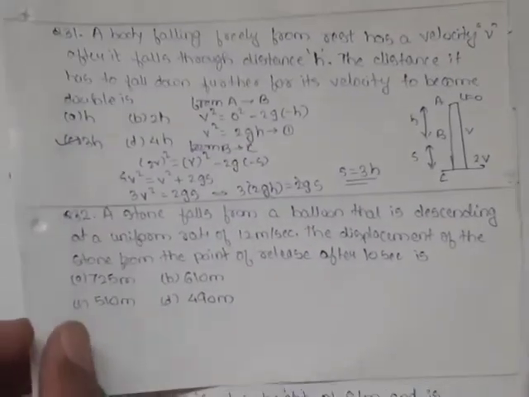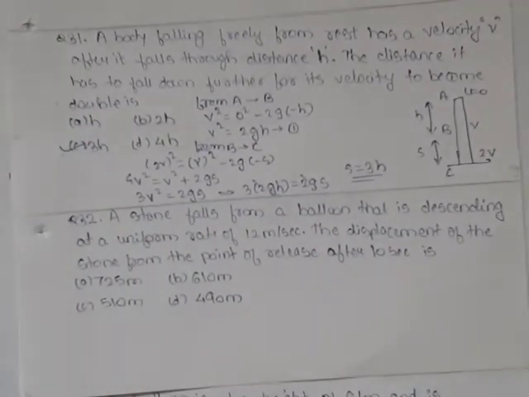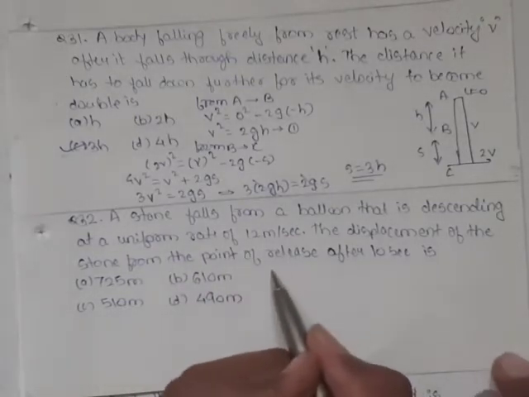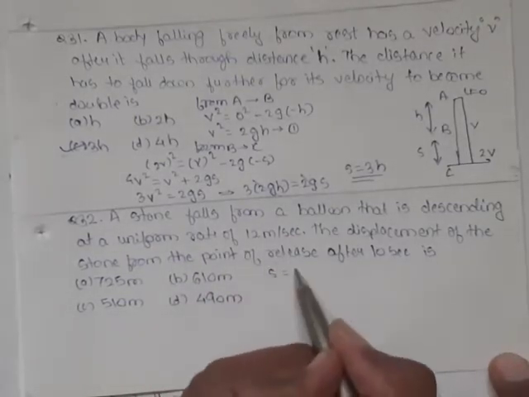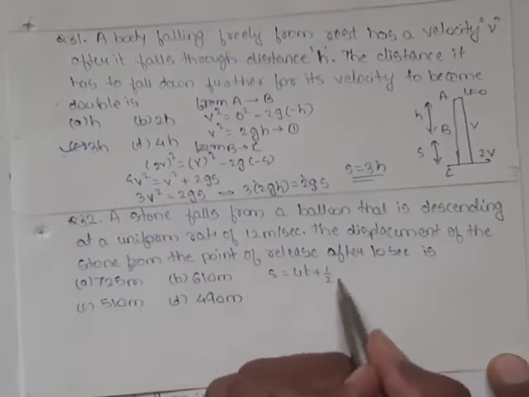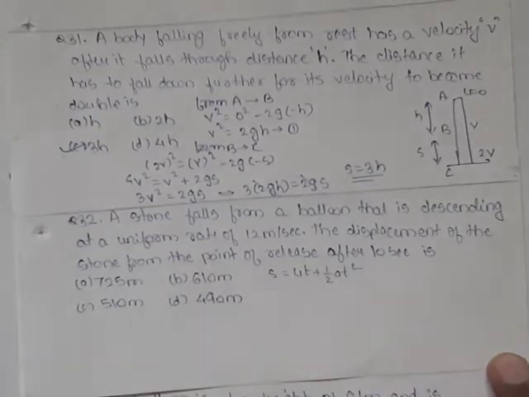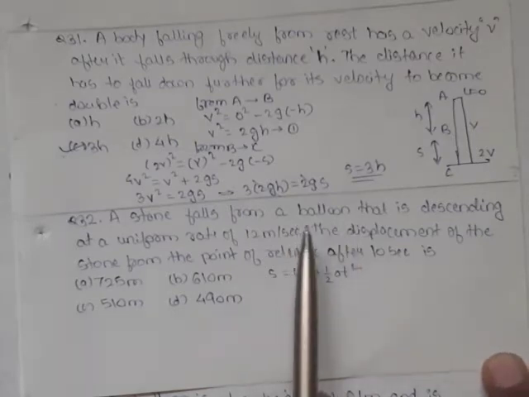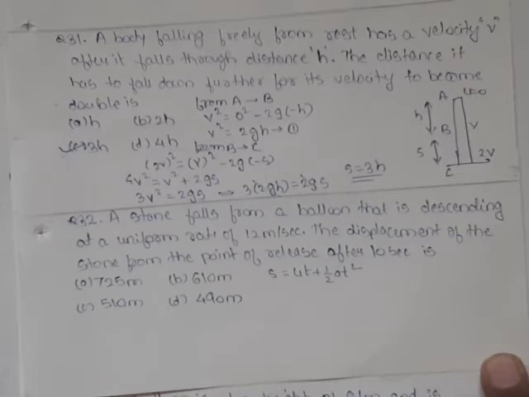Now question 32. A stone falls from a balloon that is descending at a uniform rate of 12 meter per second. The displacement of the stone from the point of release after 10 seconds is. Now here we have to use the second kinematical equation, s equal to ut plus 1 half at square. This is a special condition. Now here we are saying the balloon is descending and the stone is also thrown in the downward direction. The balloon travels in the downward direction, the stone also travels in the same direction.